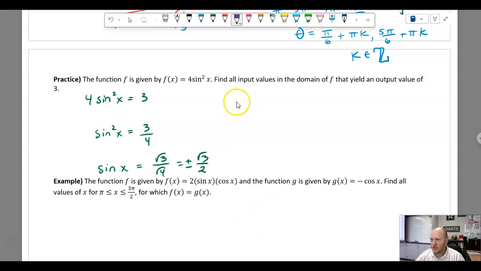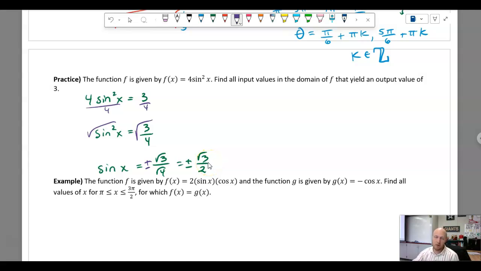Okay, here they want f of x, which is 4 sine squared x, to be equal to 3. So we can go ahead and set them equal, and then we're going to isolate our trig function. So I divide both sides by 4 here, and then we have sine squared. So I'm going to take a square root of both sides, and that gives me the square root of 3 over the square root of 4. And hopefully this is sharpening your memory of this value, plus minus square root of 3 over 2.